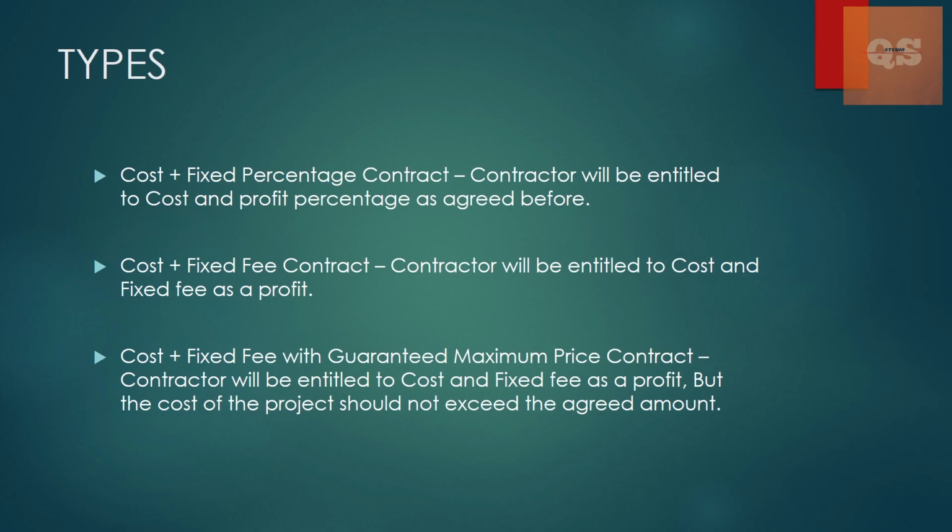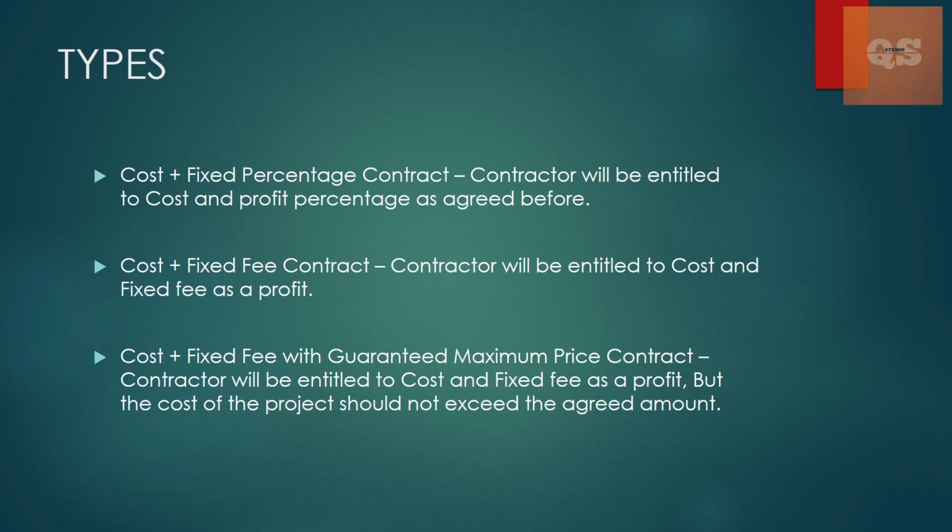The first one is the cost plus fixed percentage contract. Here the contractor will be entitled to the actual cost that is spent to complete the project, and then a profit percentage as agreed before the contract is signed. Both of them will agree upon a percentage that can be based upon different things. It can be a certain percentage on the cost, like 5% of whatever cost you have spent, we will give you additional that will account for your profits. So that is one way of how that percentage is calculated.